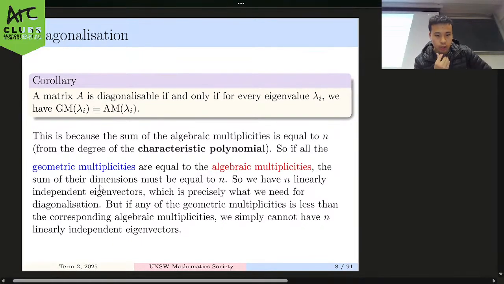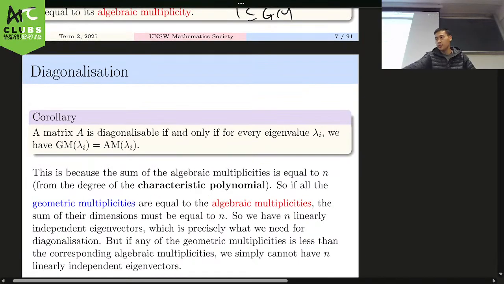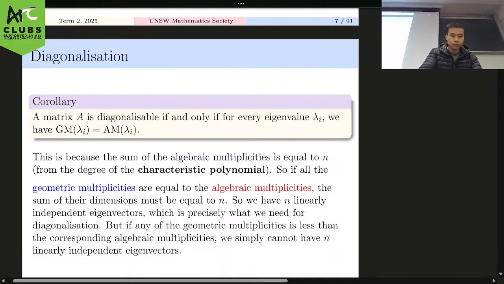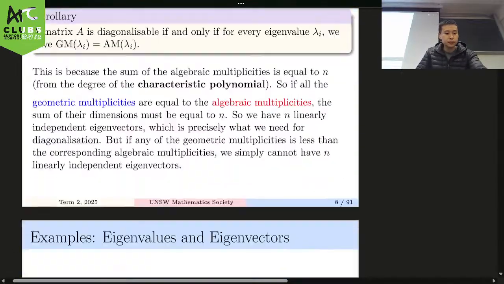Essentially, if they are equal, then you have n linearly independent eigenvectors. Even if you have one eigenvector that's off, that's definitely not enough to form your matrix P, the invertible matrix to sandwich around your diagonal matrix.